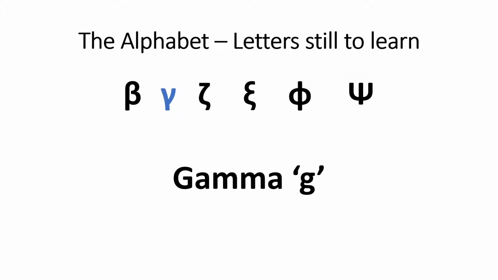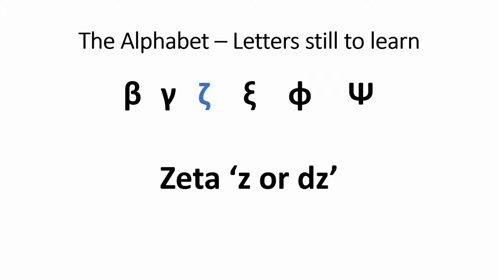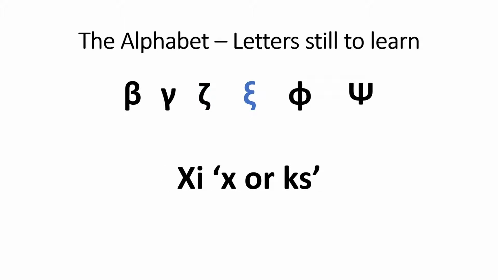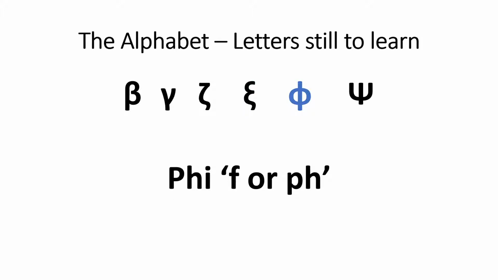Gamma, g, like our English G, gamma. Zeta, making a Z or a DZ sound. Again, there's a bit of flexibility sometimes with the choice of pronunciation. Then we have Xi, which is either an X or a KS sort of sound. So Xi. Phi, making an F or a PH sound. Phi.